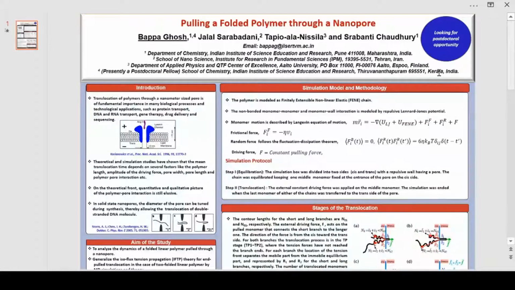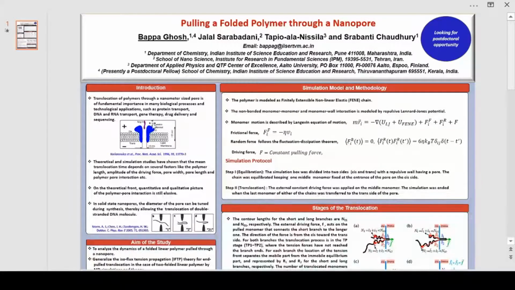Today, I will be talking about part of my PhD work, which is on pulling a folded polymer through a nanopore. This is important in the context of polymer translocation, because polymer translocation is important for DNA, RNA and proteins to transport them from one place to the other inside living systems. This is also important in the context of gene therapy, drug delivery, DNA sequencing.